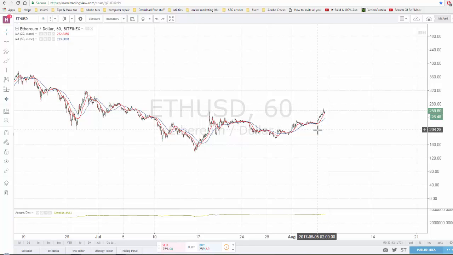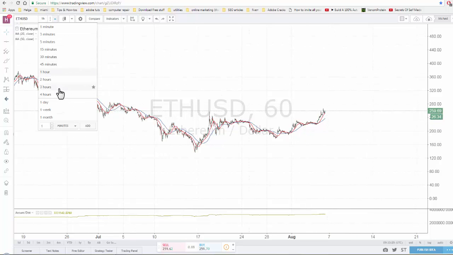For the 1-hour candles, you're gonna be able to trade faster, get in and out faster, but of course you're gonna make a lot less profit or a lot less losses. So for the example, I'm just gonna use a 4-hour one.